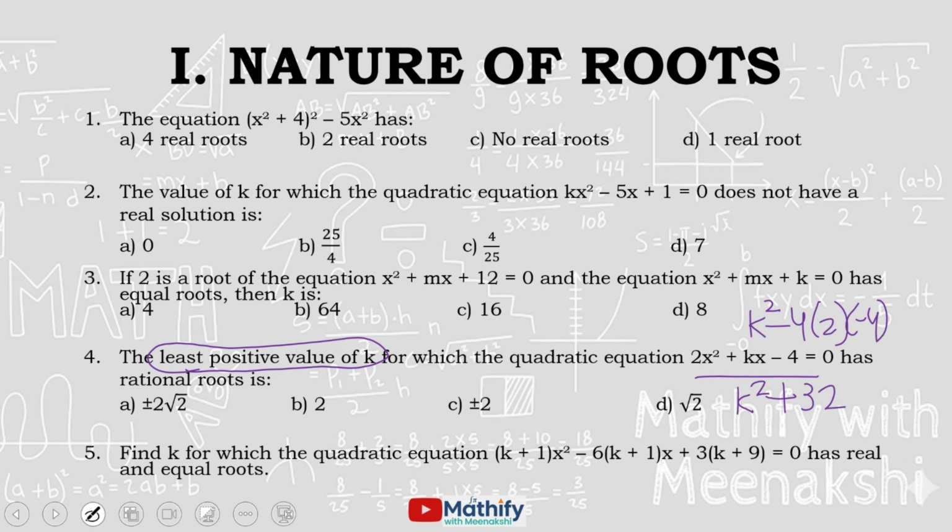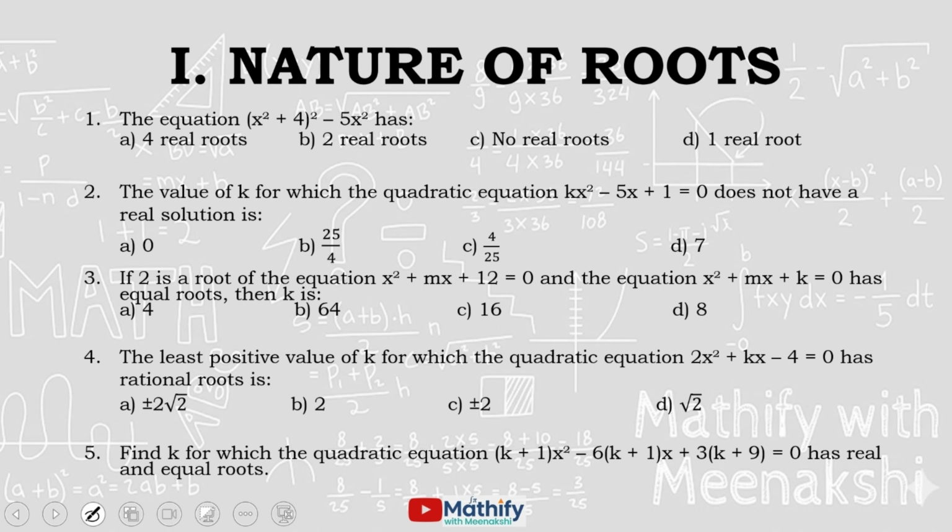Now just think, you have to think of a number more than 32 that's a perfect square. 36. That means your k square should be 4. But here it's written least positive value. If they just asked what is the value of k that will satisfy this, you could say plus minus 2, but they say least positive value. That's why you will select option B, 2. Let's move to the fifth question.